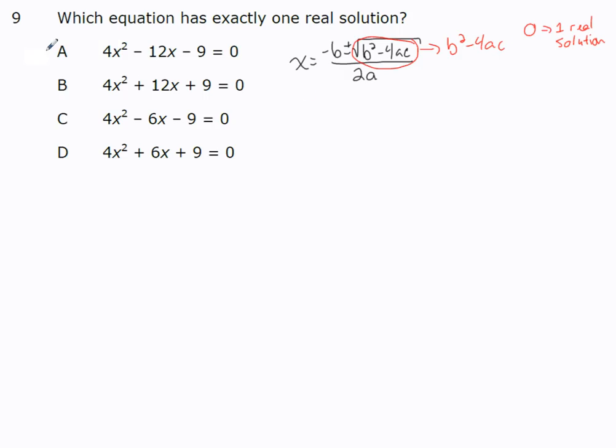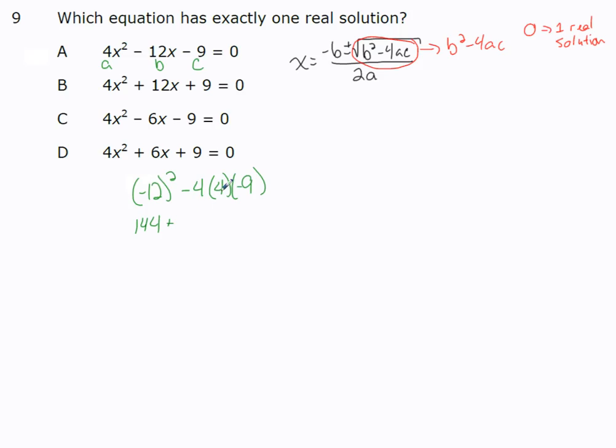Alright, this is one of those problems where it's actually 4 problems mixed into one question. So we got to go through each one and see if they work. Let's start with the first one here. So this is A, this is B, this is C. So we have negative 12 squared minus 4 times A, which is 4, times C, which is negative 9. Negative 12 squared is 144. And then negative 4 times negative 9. Well, here we have a negative times a negative, so that's going to be a positive.